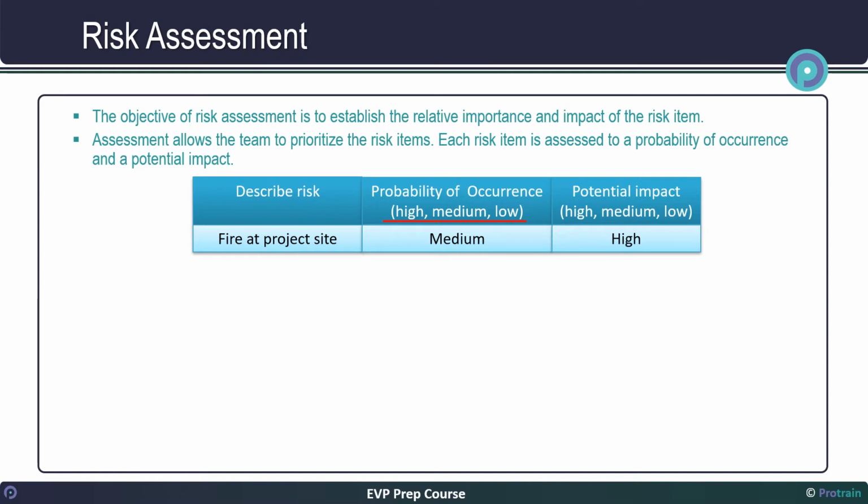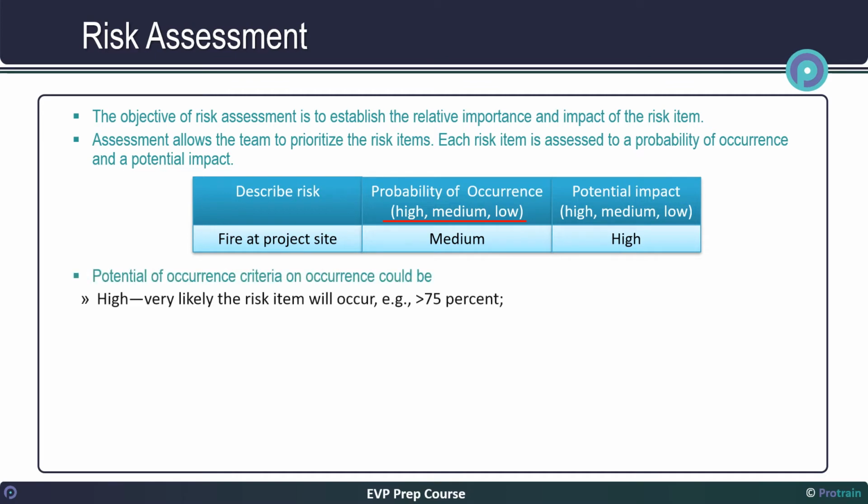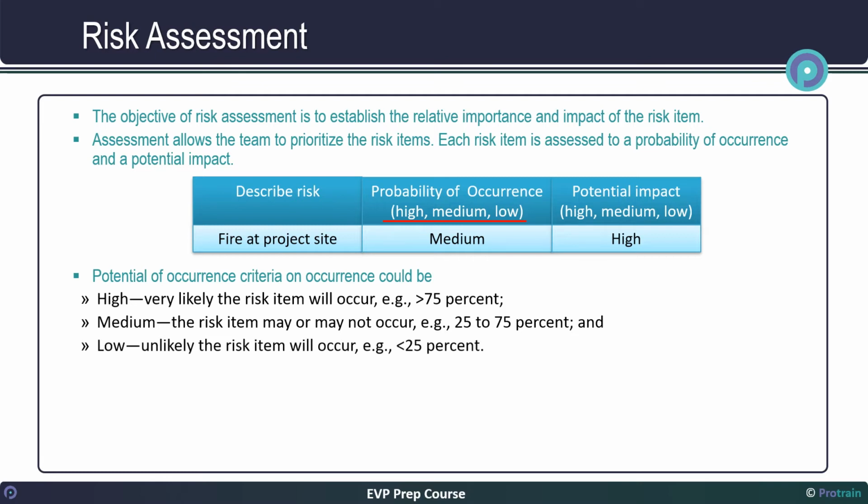In order to understand the scale, let's discuss what we mean by high, medium, low scale in more detail. The probability of occurrence is usually straightforward. Potential criteria on occurrence could be: high. Very likely the risk item will occur, for example, greater than 75%. Medium. The risk item may or may not occur, for example, 25 to 75%, and low. Unlikely that the risk item will occur, for example, less than 25%.